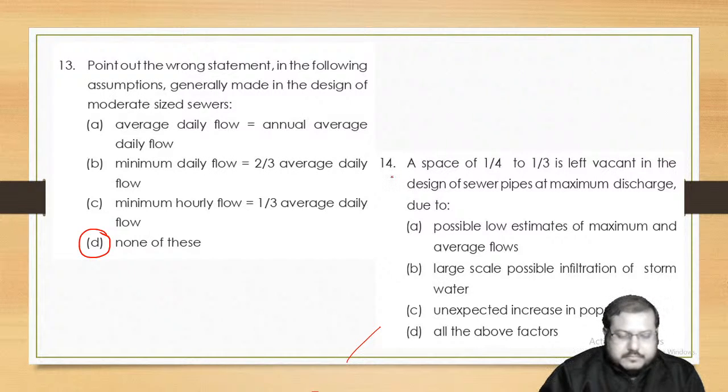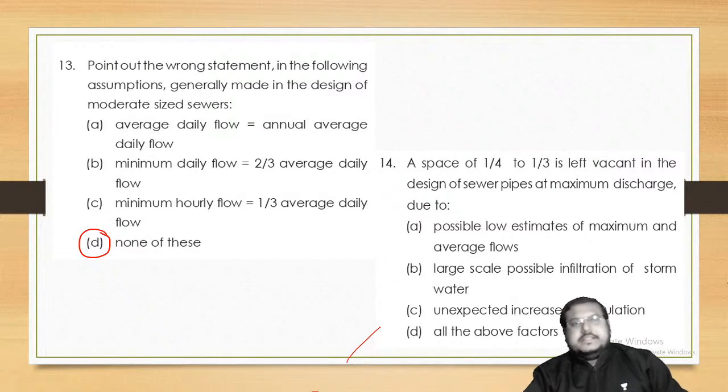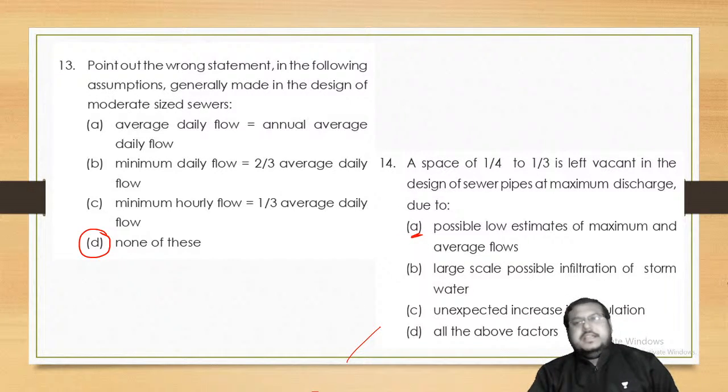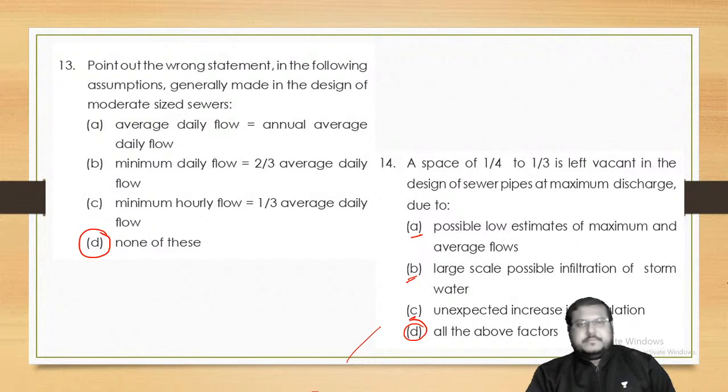Question 14. A space of 1 by 4 to 1 by 3 is left vacant in the design of sewer pipes, that is due to what? To accommodate the accidental discharge. Okay? So let's see what the four options are. The first option is possible low estimates of maximum and average flow. That is also true. If the estimation is low, then space must be kept for higher flow. Next, large scale possible infiltration of storm water. That is also extra water. Accidental discharge, and unexpected increase in population, also. So all of the above is the correct answer, option D. 13, 14, D.